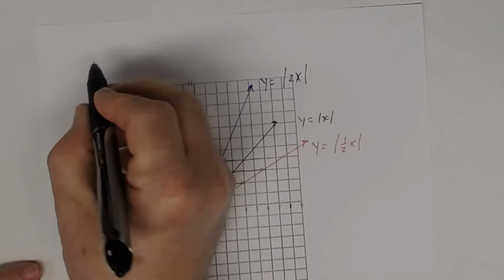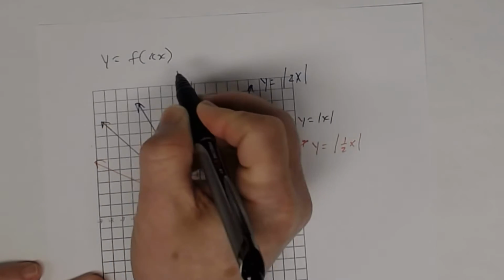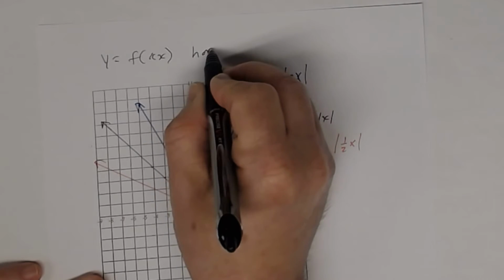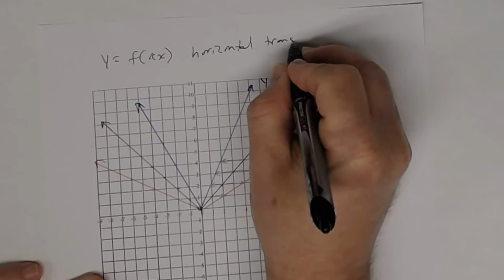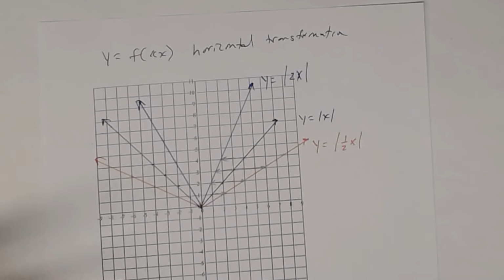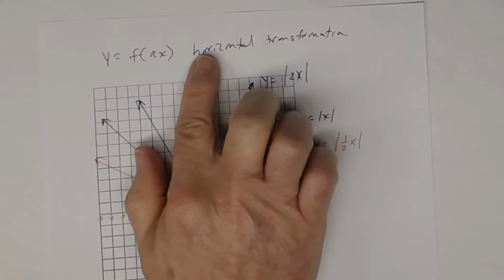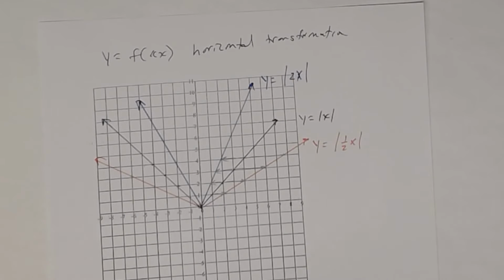stretch or a shrink. So I'm going to write this right here. So y equals f of kx. This is a horizontal transformation. So it's either a stretch or it's a shrink. So we would say one of these would be a horizontal stretch and the other would be a horizontal compression. All right, now let's talk about stretch and compression here.